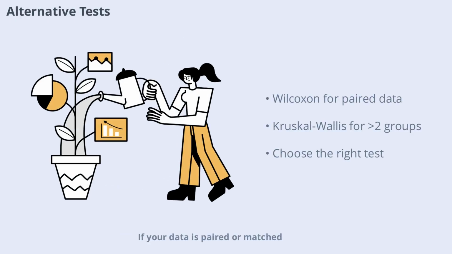If your data is paired or matched, consider using the Wilcoxon signed-rank test instead. For more than two groups, the Kruskal-Wallis test is appropriate. Choosing the right test ensures your analysis is accurate and meaningful.